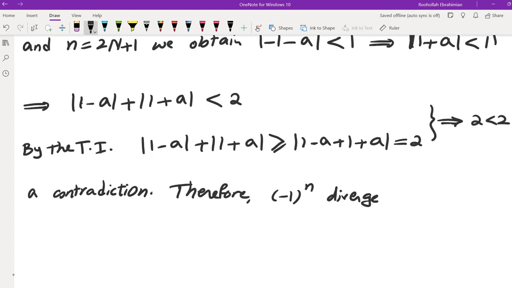diverges. But it diverges in a different kind of way. It doesn't diverge to infinity or negative infinity because, as you know, (-1) to the power of n is bounded. It doesn't really go to infinity or negative infinity. However, it does diverge.